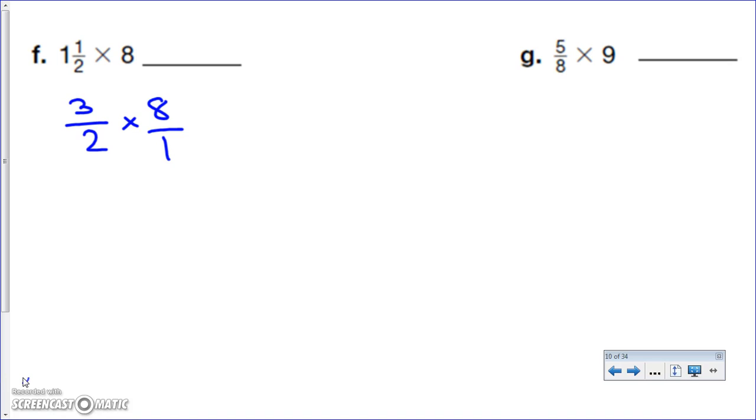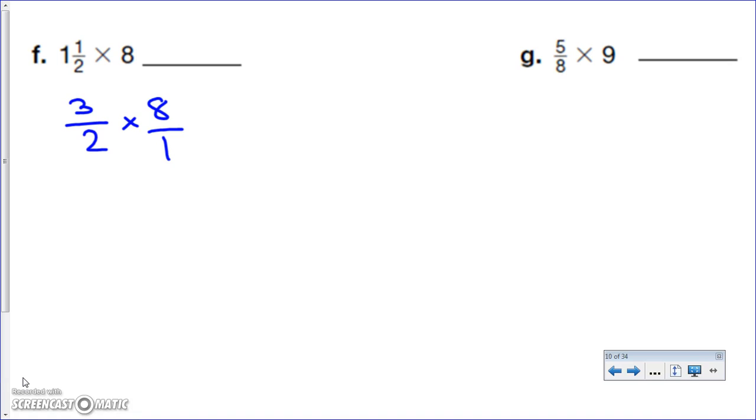Now, when you're working with fractions, there's something you can do to make your simplifying at the end a little easier. We can do what's called cross-simplifying. So we look at the numbers that are diagonally paired from each other, so the 2 and the 8 and the 3 and the 1. If you look at the 3 and the 1, we know they're both as simplified as they can go. We don't have any numbers in common between the two of them.